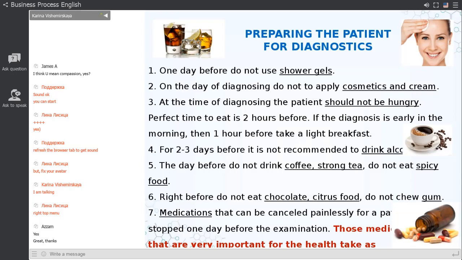For 2 or 3 days before, it is not recommended to drink alcohol. The day before, do not drink coffee or strong tea or eat spicy food. It is also very important. Right before, do not eat chocolate, citric foods, and do not chew gum. Medications that can be cancelled painlessly and are not so important for the patient should be stopped 1 day before examination. If a medicine is very important for the life of a patient, you need to continue taking it as was prescribed by your doctor.